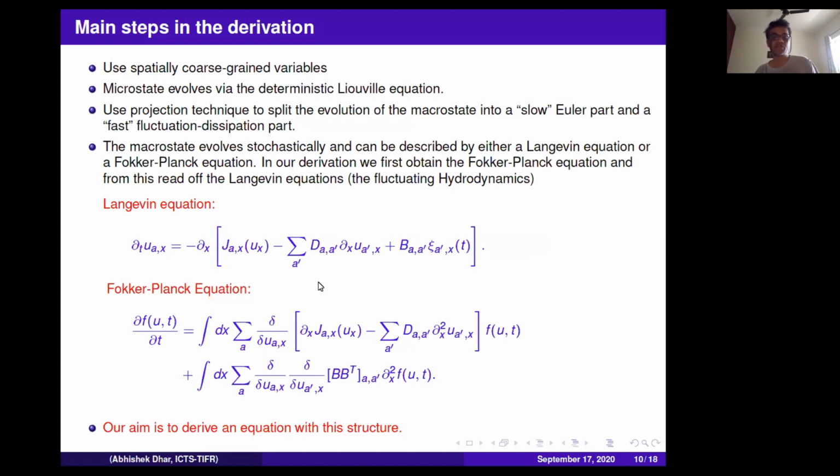Typically, if you have a Langevin equation, there's a drift term and a noise term. The drift term gives rise to this part of the equation, and the noise part gives rise to this kind of second derivative in the field structure. So this is the equation that we finally want to derive. If there are any questions, I'll wait for 5 seconds.